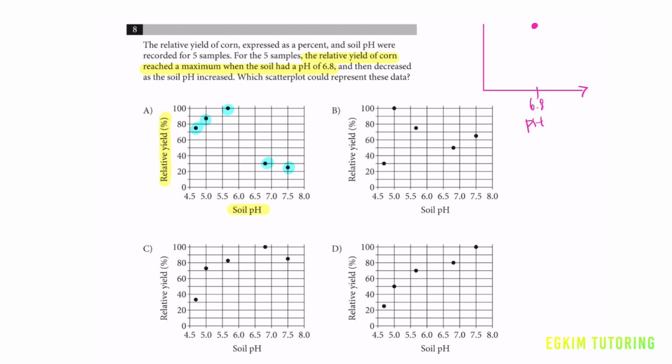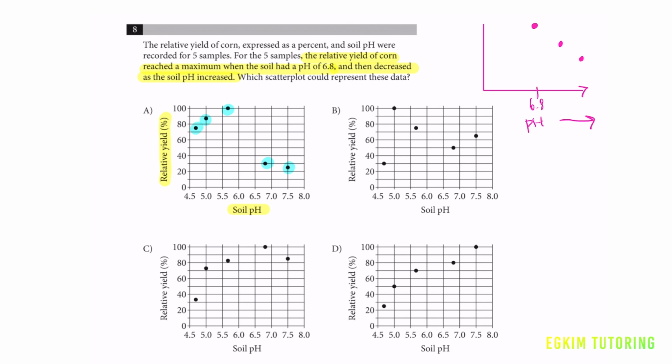Let's keep reading. And then decreased as the soil pH increased. Meaning, as you're going to the right on the x-axis, so your pH is increasing, the data points should fall below whatever was at x equals 6.8. It doesn't have to be a line, it just looks like a line on my graph right now.